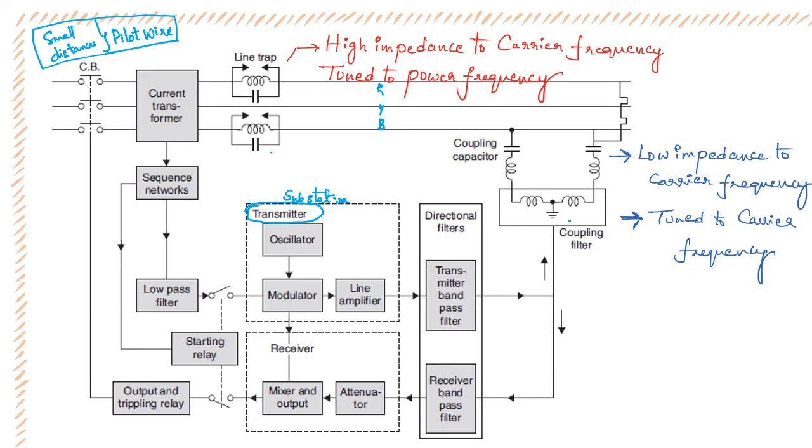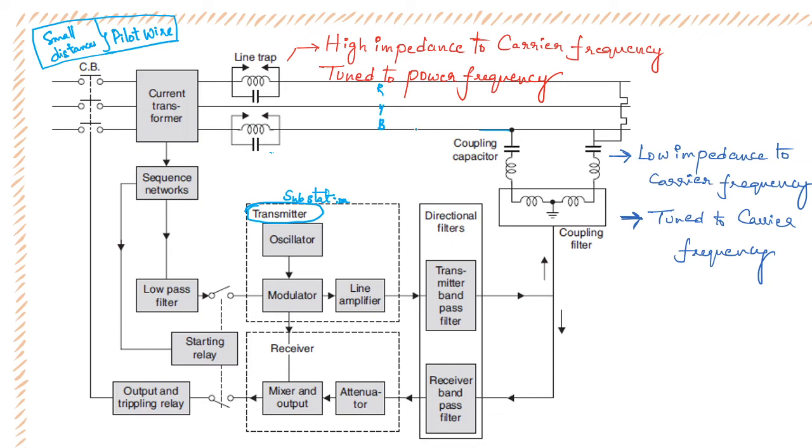We will be sending those signals using a coupling filter over here. It's a series connected RC network, coupling capacitors. These coupling capacitors will offer low impedance to the carrier frequency, meaning the carrier signal's frequency. It will allow that signal to get into the line and reach that tripping signal point.